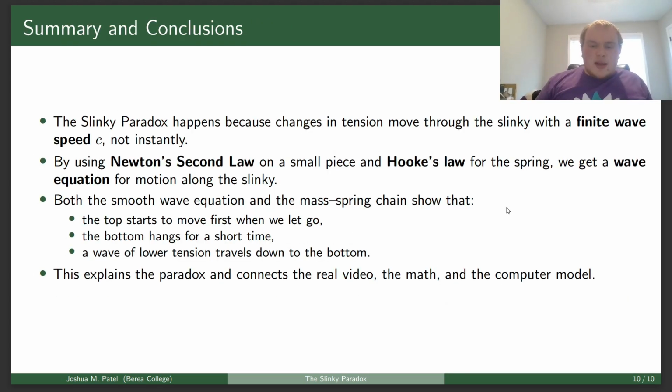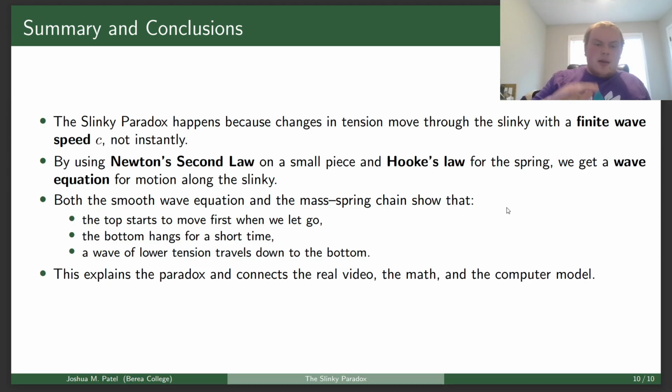Overall, we should now have an intuition for how the Slinky Paradox works, because changes in tension move the Slinky at a finite speed c, not instantly. That finite wave speed is slow enough that we as humans can perceive it. We used Newton's second law on a small piece of an idealized spring, then Hooke's law for the spring, and we were able to get the wave equation for motion along the slinky. We showed that the top will start to move, and then it will transmit the force as a wave, which propagates down until the bottom will hang until the wave propagates there.